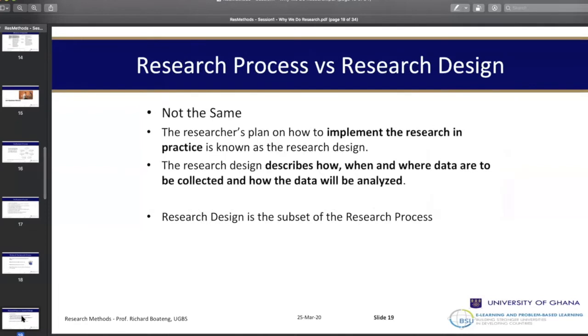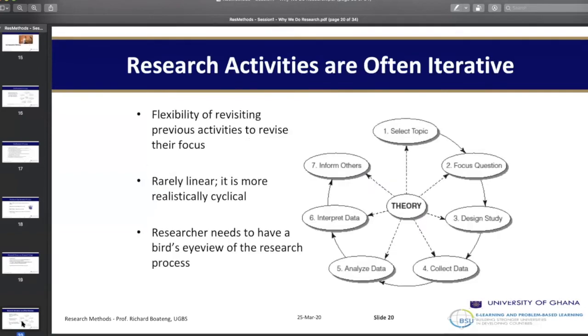Okay, there's no question in the chat room, so I'm continuing. One thing I need to emphasize here is that there's a difference between the research process and the research design. Many students don't know the difference, but I need you to understand that the research design is a subset of the research process. The research design just tells us how you're going to collect the data, when and where, and how you're going to analyze it. It's just a subset, number 3, of the whole process.